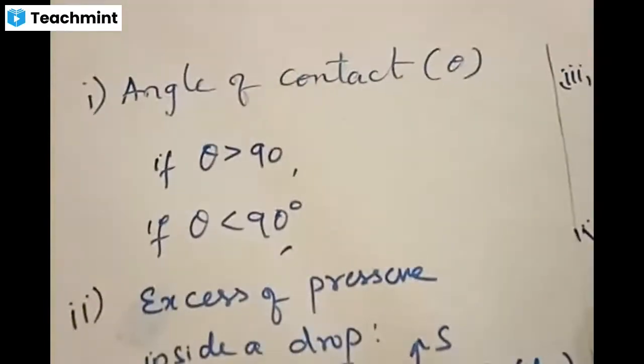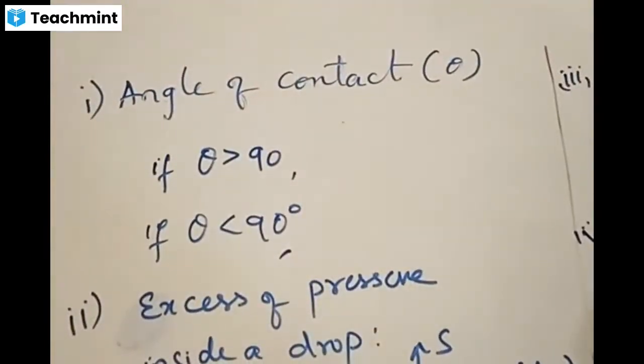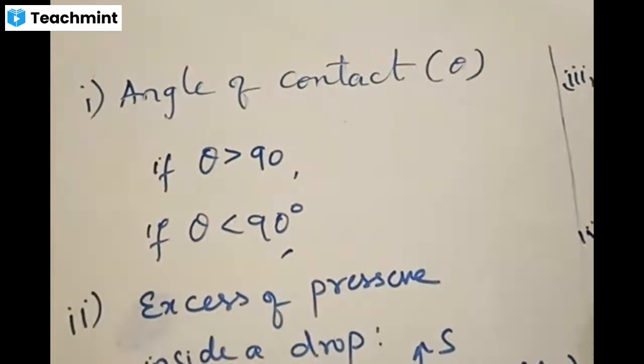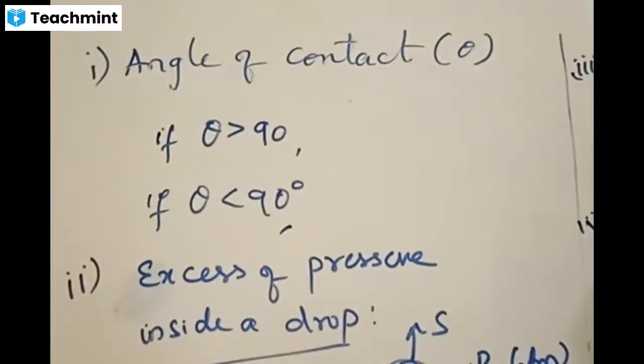We are left with some more important terminology after surface tension and surface energy. First thing we are going to check is angle of contact. What happens if the angle of contact is greater than 90, and what happens if it is less than 90? It will not be equal to 90. Angle of contact cannot be equal to 90, right?